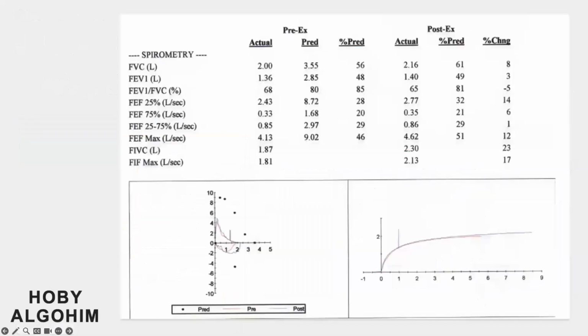Let's look at his spirometry. Now, dividing it up into right and left, same as before. On the left-hand side, we have his baseline. On the right-hand side is post-bronchodilator study.